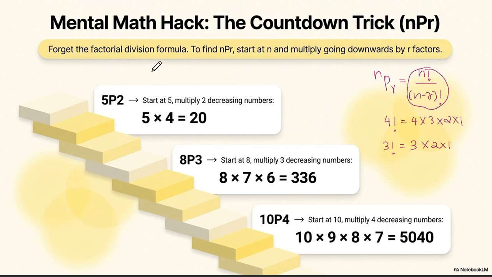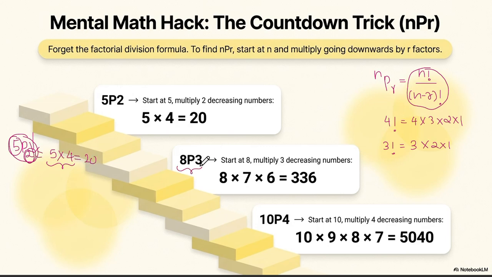Without using this formula, we can actually calculate. What is that way? Suppose we have to calculate 5P2. 5P2 means out of 5 objects, we are selecting any 2. What is the total number of ways? 5P2 is nothing but, here the number is 5, total 5 objects. So you start with 5, then decrease that number by 1, so it becomes 4. Only 2 digits you have to write down, as the second number is 2. Whatever the second number is, you write down that many digits. So 5P2 means 5 multiplied by 4, which is 20.